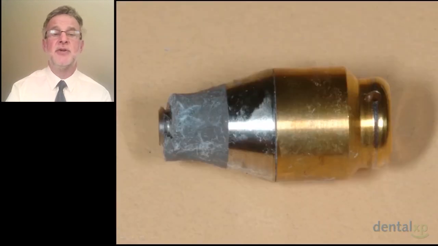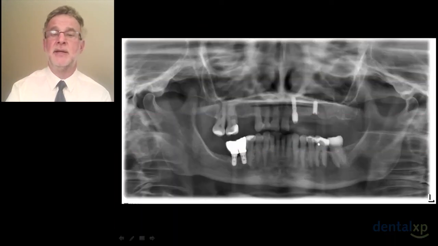Here's that fractured implant. Here's the pan. You get the idea.